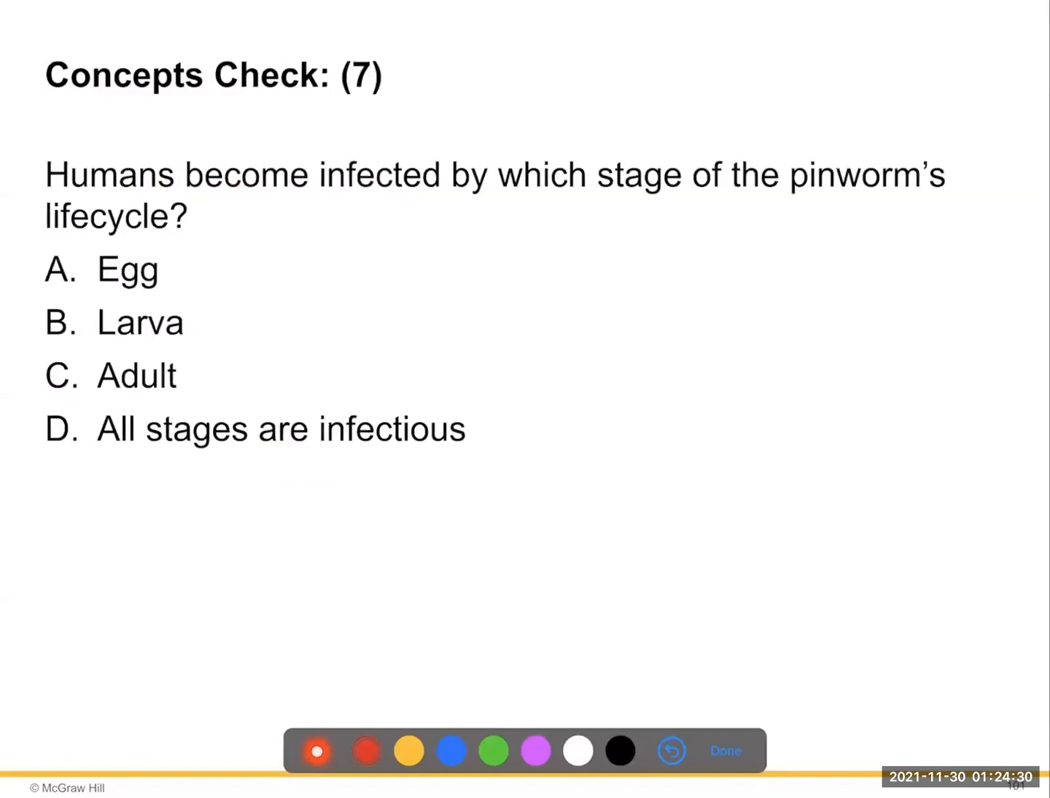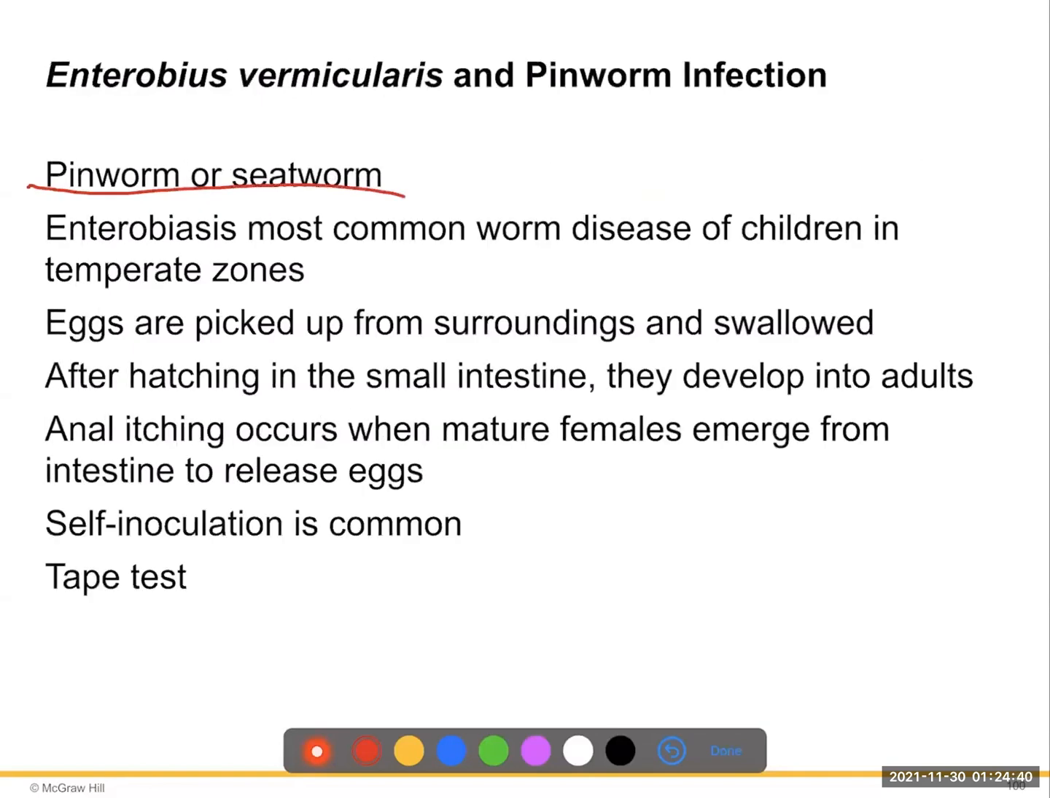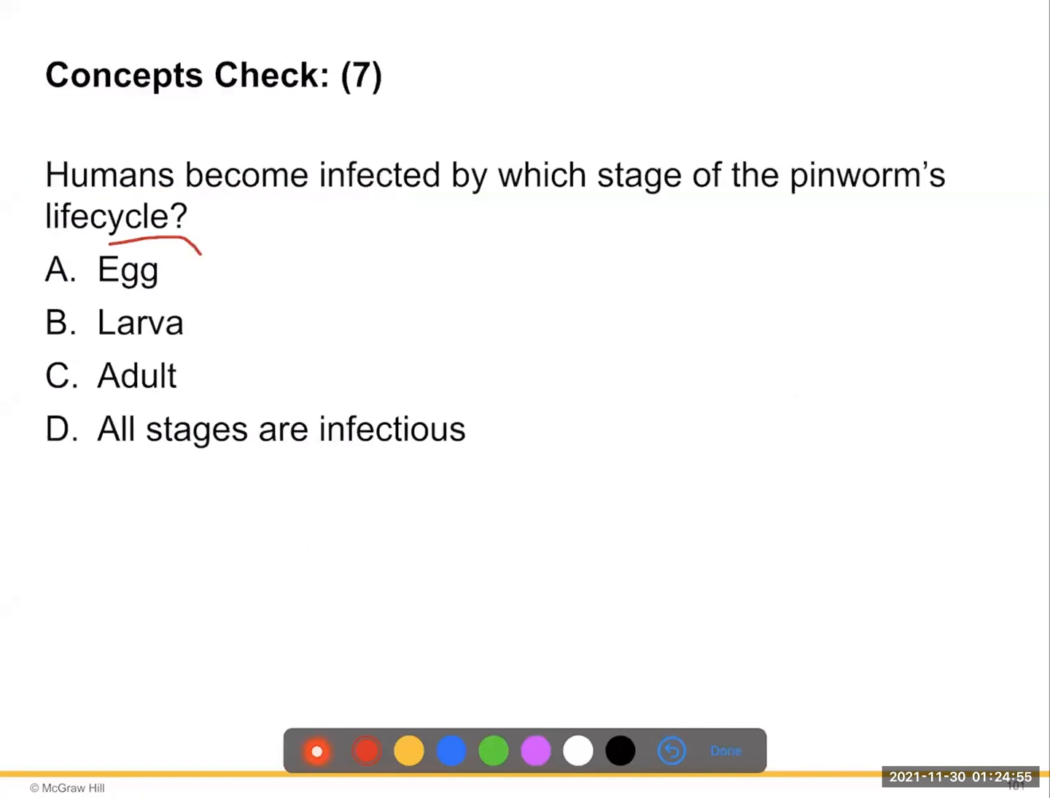So humans become infected by which stage of the pinworm's life cycle? Which stage is infective? When we talk about the pinworm, there we go, pinworm right here. Eggs are picked up and swallowed. So it would be the egg. Right? Yep. Okay. That's the stage of pinworms where it's infectious, because they pick up the egg, and it develops as the larva into the adult after it has become attached.